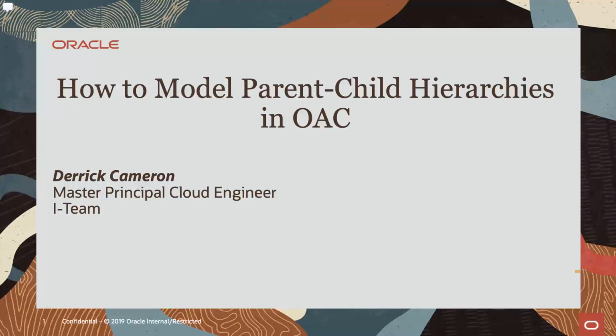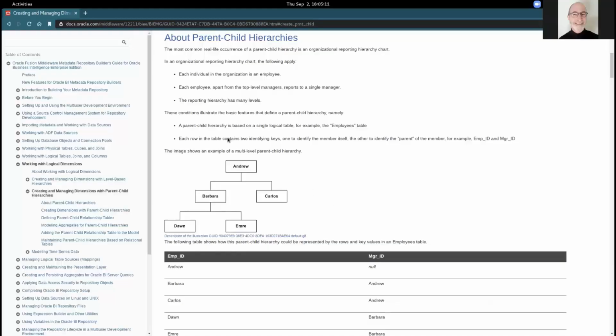I'm going to go through how to set up a ragged hierarchy, a parent-child hierarchy in the RPD, and then use that in data visualization. All of this is based on the documentation about that, which you'll find if you just Google parent-child configuration in OAC, you'll come to this site.